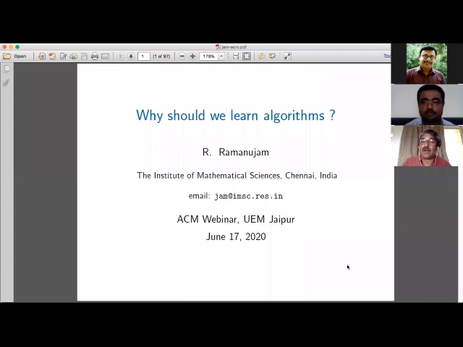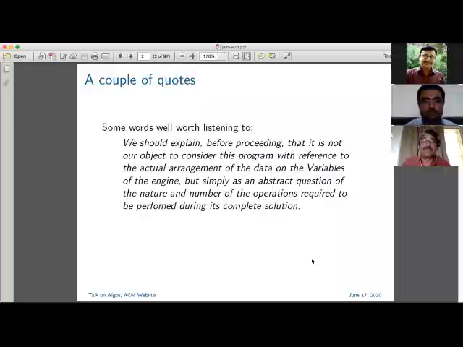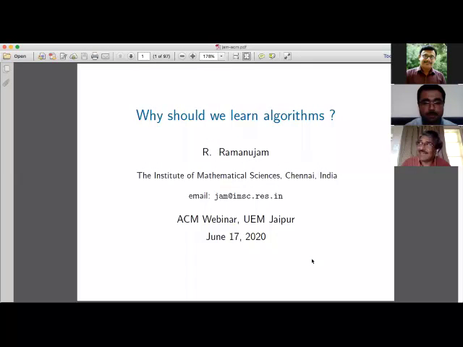The title I have given is really: why should we learn algorithms? But then, why is it repeated twice in the poster? It's really only one: why should we learn algorithms? Now, I don't have a single answer to this, but I think this is something I would like all of us to think about. Algorithms is a compulsory subject in computer science, and all bachelor students go through some algorithms course. Now, why is it there?